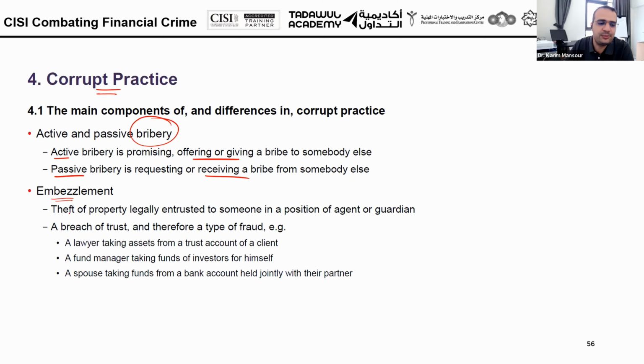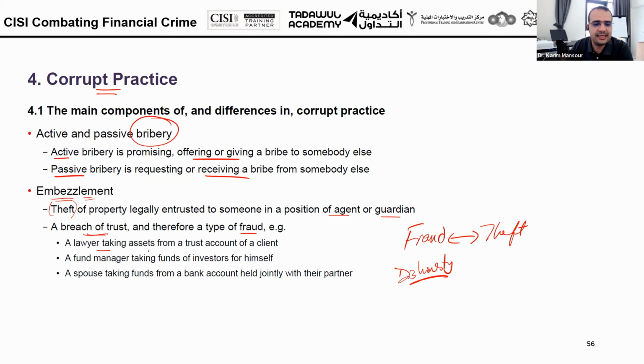Embezzlement, we said that this is a form of theft of certain amounts where you are the agent or the guardian of it. A breach of trust, and therefore a type of fraud. Because remember, the difference between fraud and theft, even though fraud is a type of theft, is that fraud includes an element of dishonesty, an element of breach of trust. Since with embezzlement, you're given a certain amount and you are an agent or a guardian of that amount and you embezzle it, that means you use it for a personal gain. You have breached that trust. You've committed fraud.